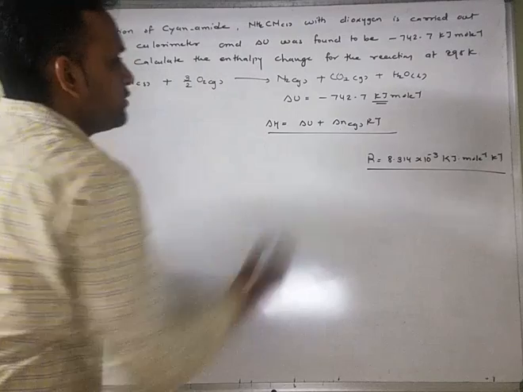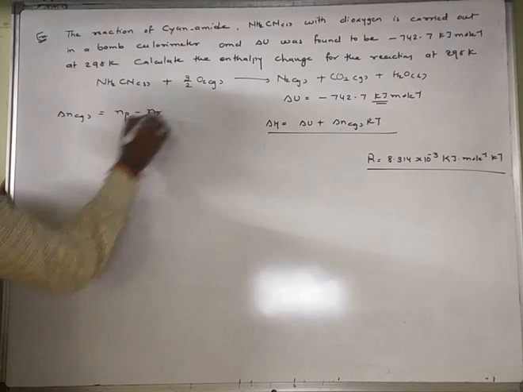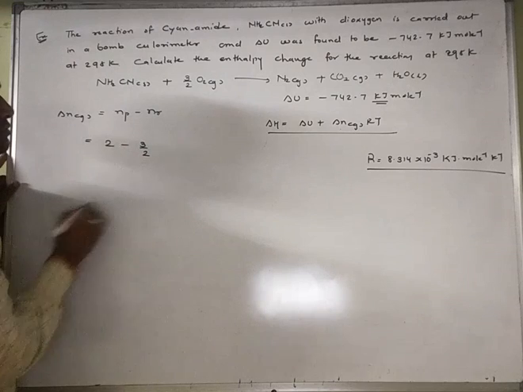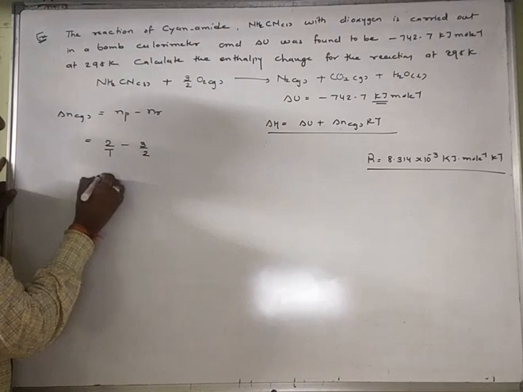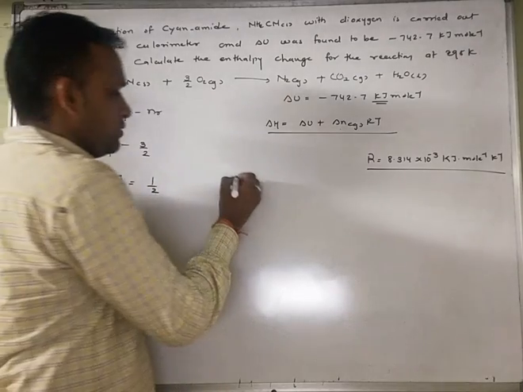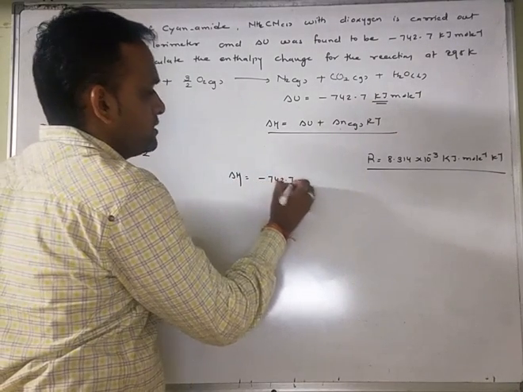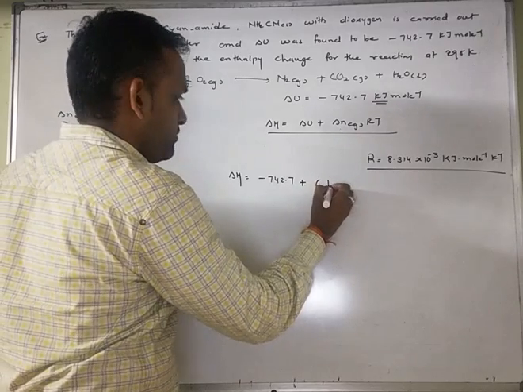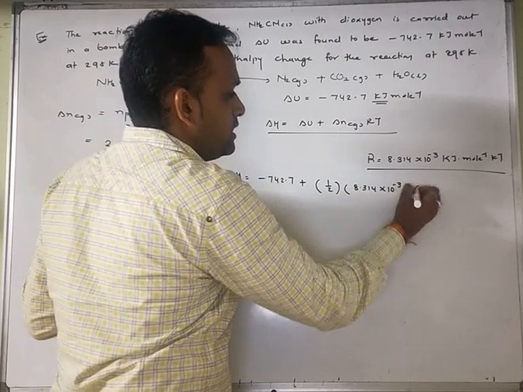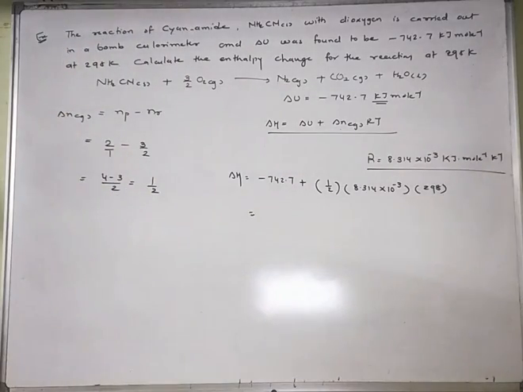Now your first step, that you have to find out delta Ng. What is delta Ng? That is Np minus Nr. What is the product of gas? 2 minus 3/2. So यहाँ पे 1, तो ये 4 minus 3 divided by 2, so that is equals to 1/2. So put the value over here, you can get the delta H. What is delta U? Minus 742.7 plus 1/2 into 8.314 into 10 raised to minus 3 into 298. ओके, चलो इसका कैलकुलेशन करो.